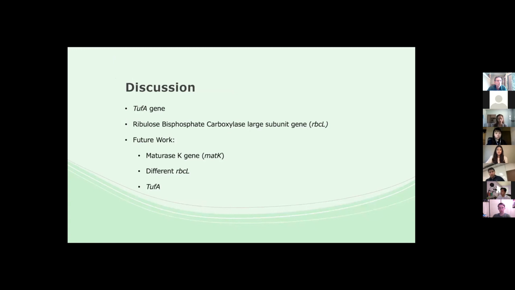Now, in the future, I would like to look at more species under the TUF-A gene to see if it would be able to differentiate between more and not just the 2. So I would like to expand it in that.